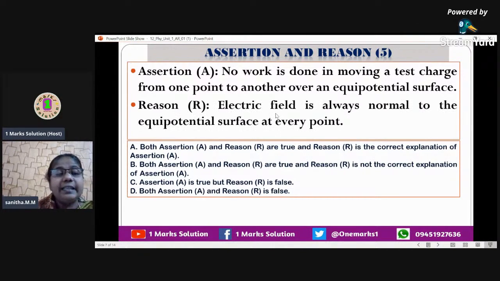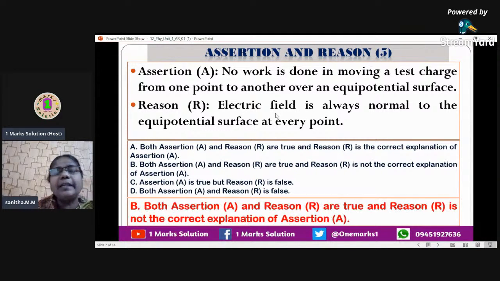We will go for the reason. We will just read the reason and see what answer is given there. Electric field is always normal to the equipotential surface. That is another property of the equipotential surface. That is not the correct explanation of the assertion. So the answer is B. Both assertion and reason are correct. These two are properties of equipotential surfaces. But the reason is not the correct explanation for the assertion. So the answer is B. Next, we'll go for the next one.